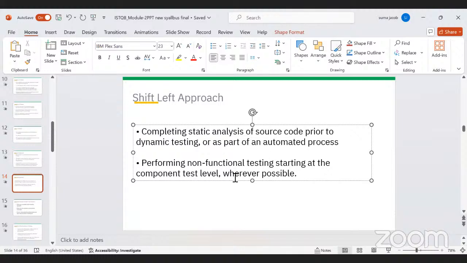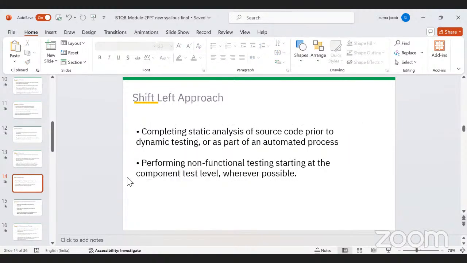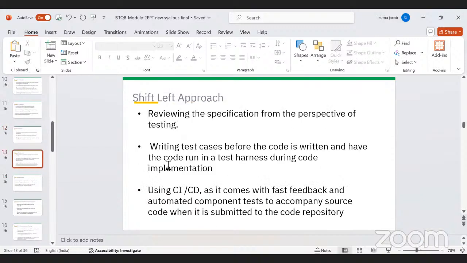So wherever possible, we try to make sure that the non-functional testing can also be done from a component test level. But all the non-functional testing might not be possible to be done on a component test level. But for example, the performance testing. So performance testing is something which can be done from a unit component test level as well. So wherever possible, we will try to make sure that non-functional testing is starting from the component test level as well. So these are few different approaches which actually promotes the shift left approach.